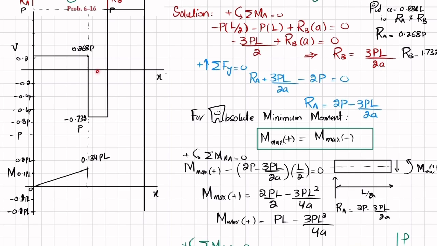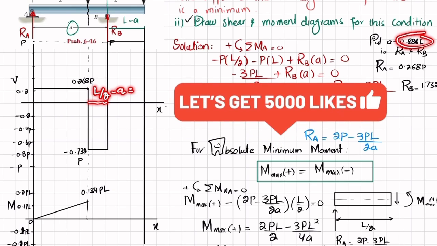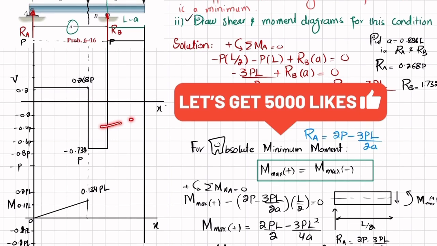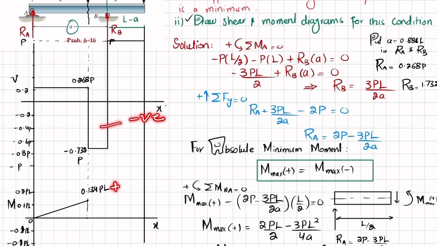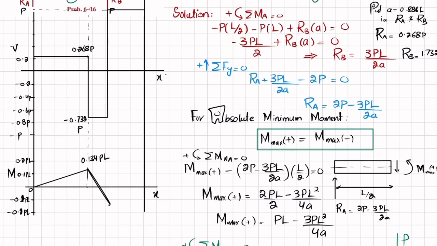Now the second area is this one, and this area is equal to minus 0.732 P into this distance, which is equal to L by 2 minus A, and A is 0.866 L. So you can calculate it, and you will find this area is negative, and when added with this area it will give you minus 0.134 P into L. So you can plot it, minus 0.134. Let this be the point. So it will be like this. So this point is minus 0.134 P into L.